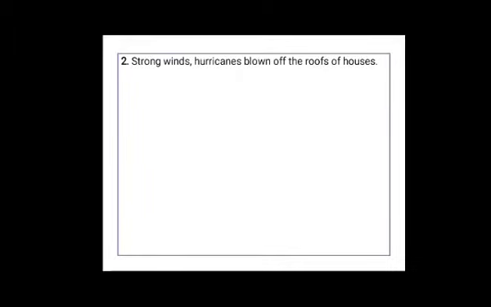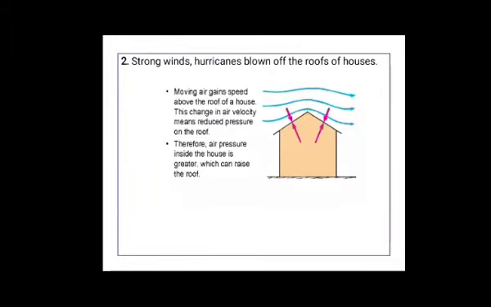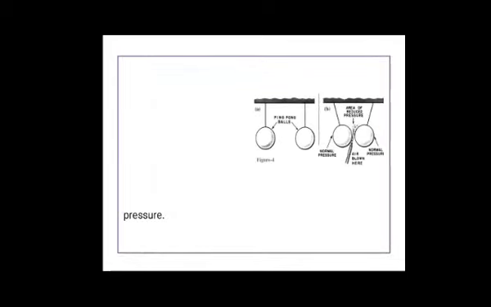Let us take a second one. Strong winds, hurricanes, blow off the roofs of houses. This is because the air blown on the top surface of the roof decreases the pressure above the roof. The atmospheric pressure inside the house is higher. When you compare the pressure above the roof and inside the house, the atmospheric pressure inside is a little higher. This higher pressure lifts the roof, and the roof is blown off by the wind. This is a very nice one.